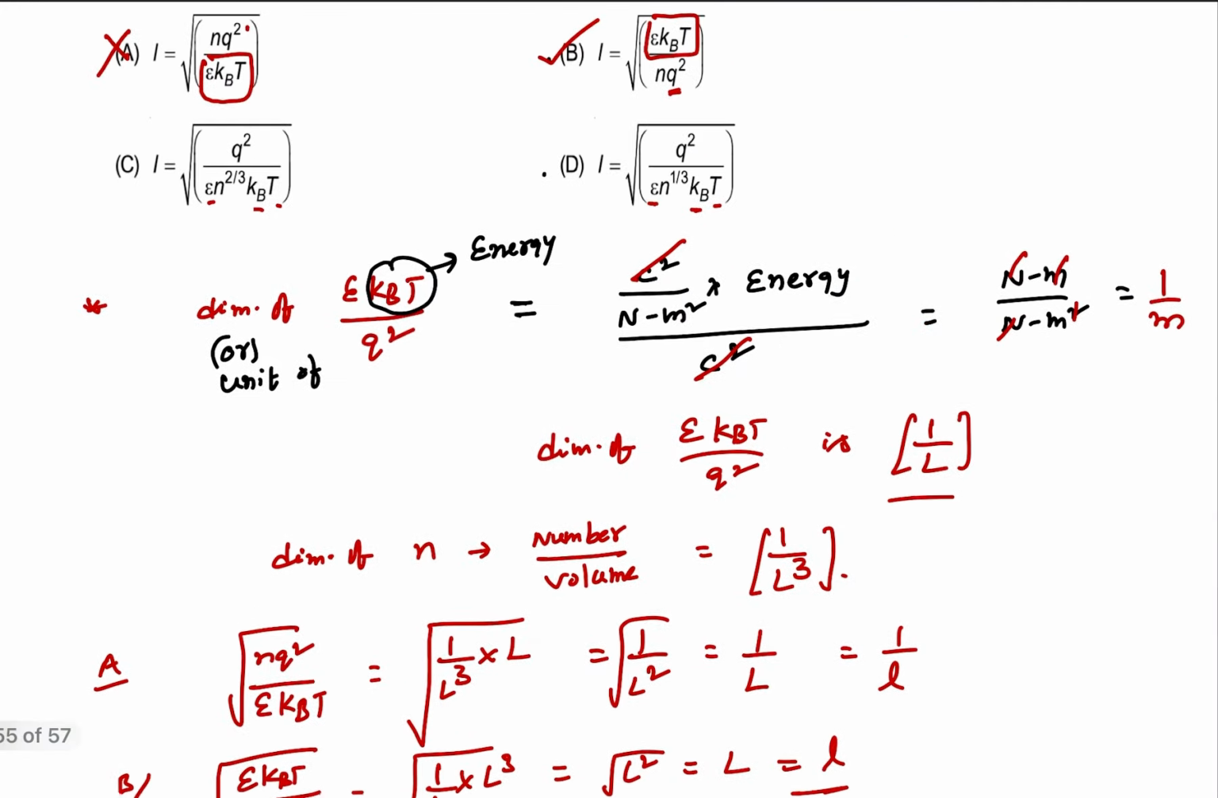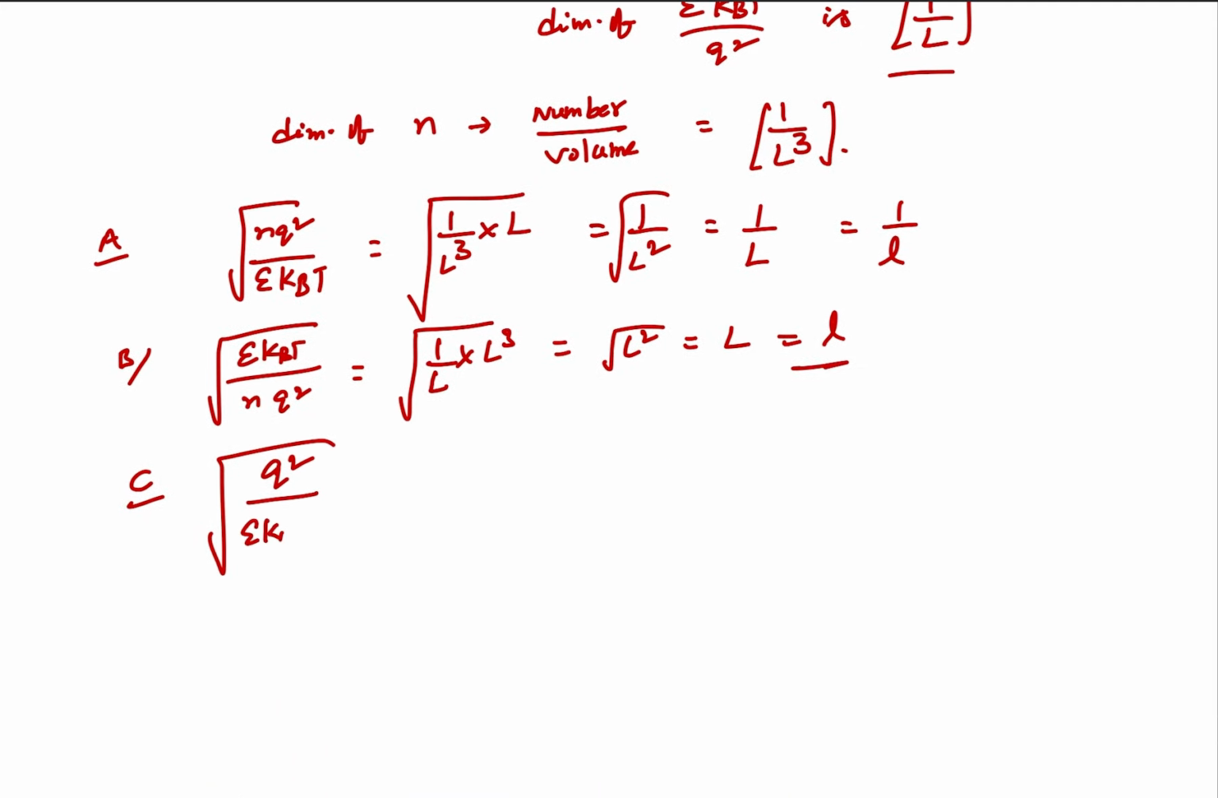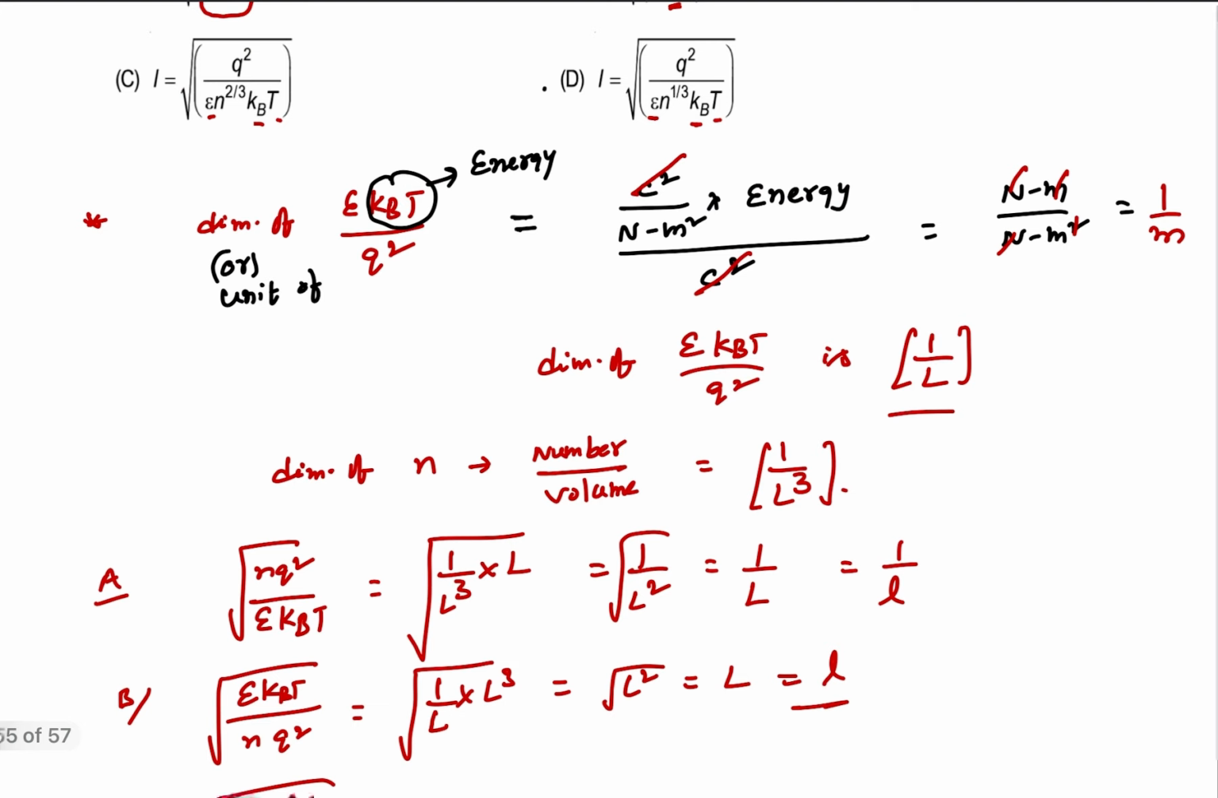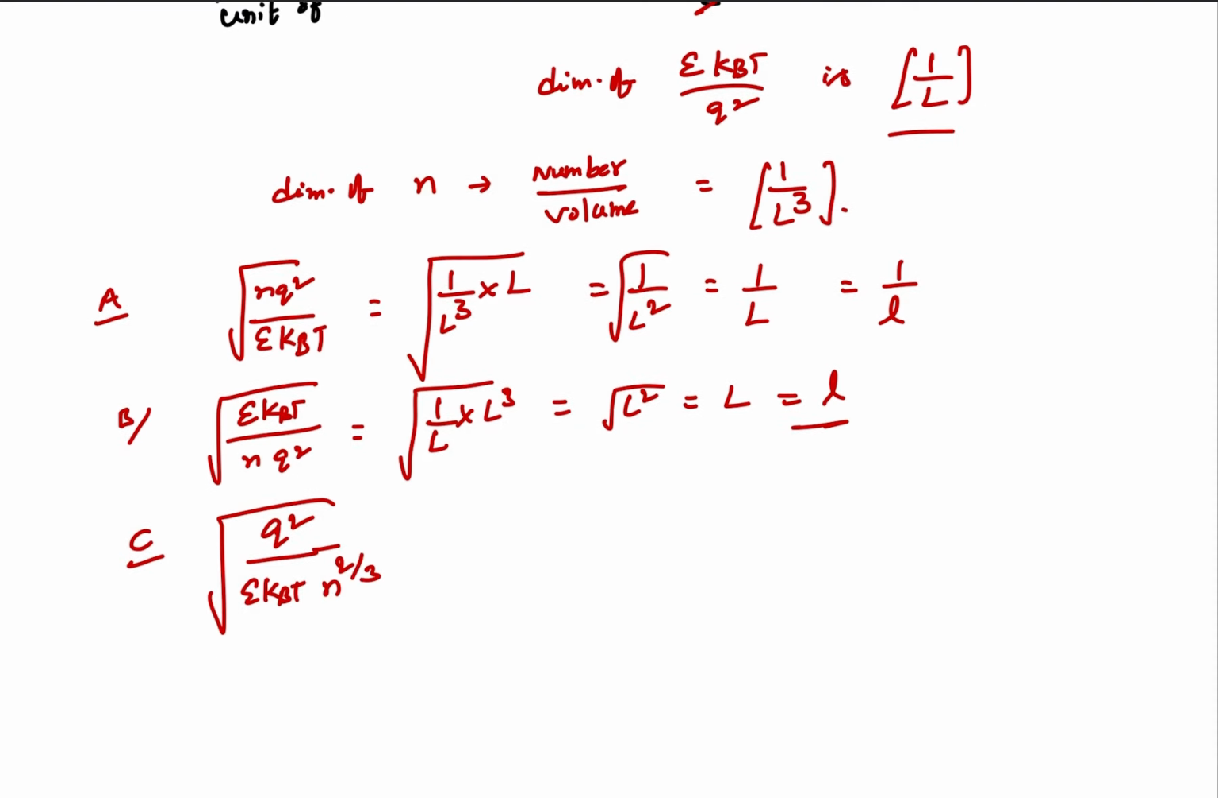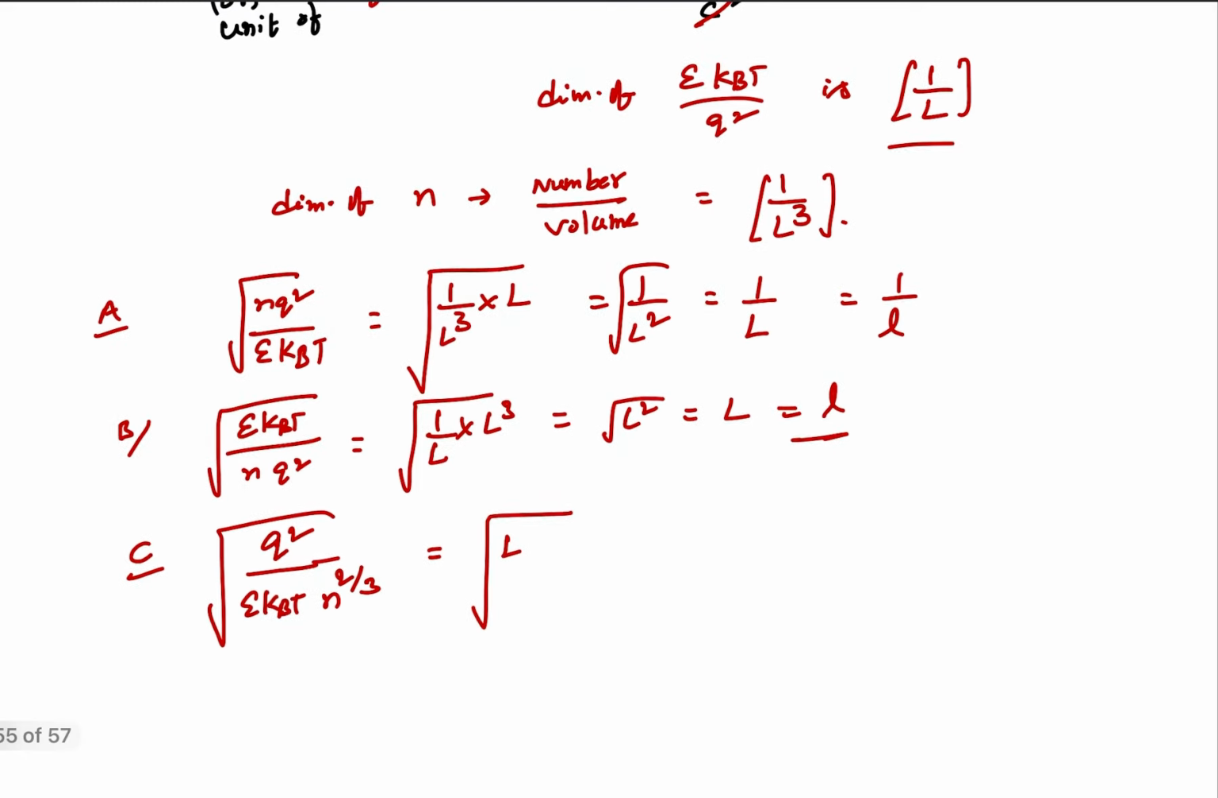Similarly, you check the third option. If you take the C option, q square by under root of q square divided by epsilon kbt n to the power 2 by 3. I can get under root of q square divided by epsilon kbt, whose value is L, and q square by n kbt is there with n to the whole power of 2 by 3. Nothing but we can write it as 1 by n, and 1 by L is nothing but L cube whole to the power of 2 by 3.